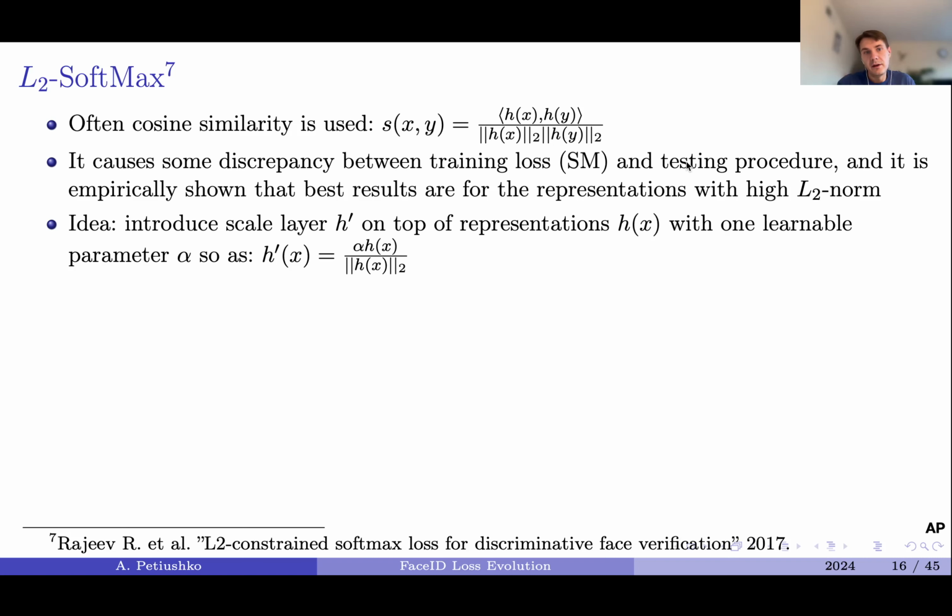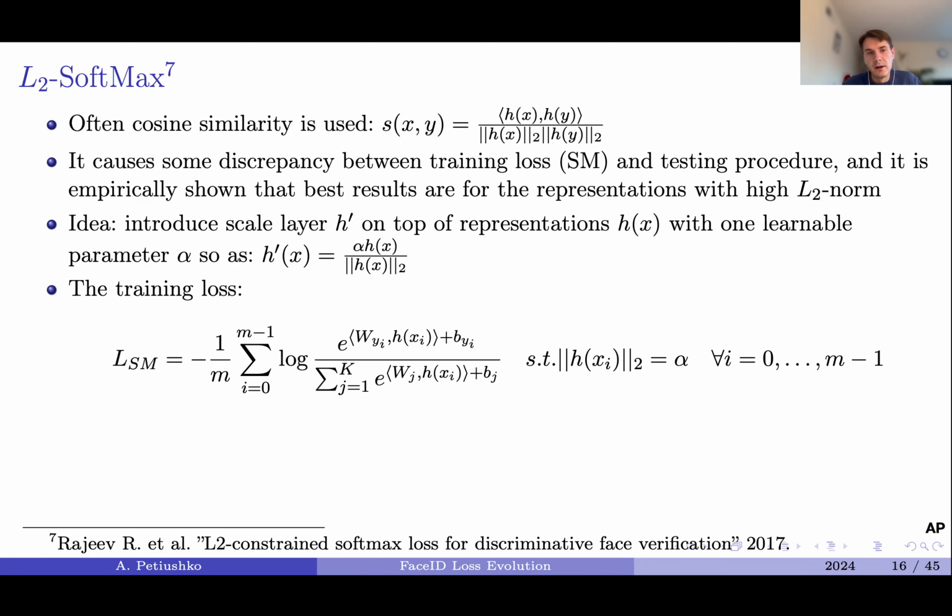So the idea: let's introduce some scale layer h prime on top of the initial representations h of x, with one learnable parameter alpha, so that h prime of x equals alpha multiplied by h of x divided by the norm of h of x. In this case, one can clearly see that the new norm is equal to alpha.